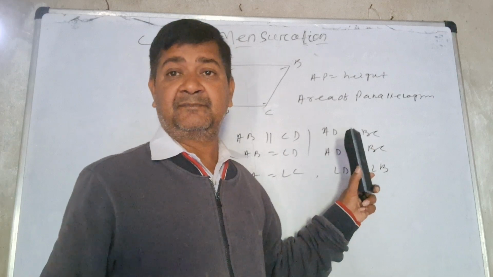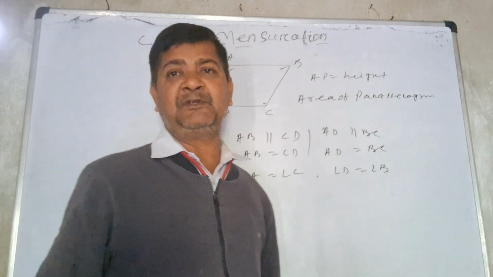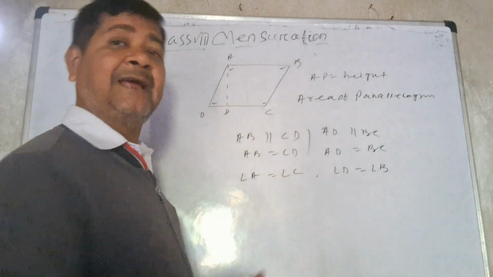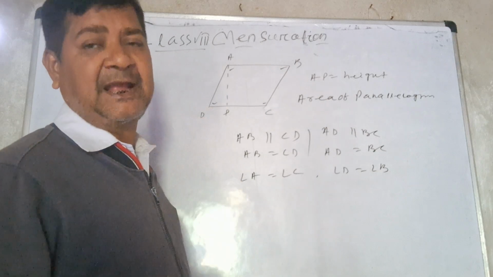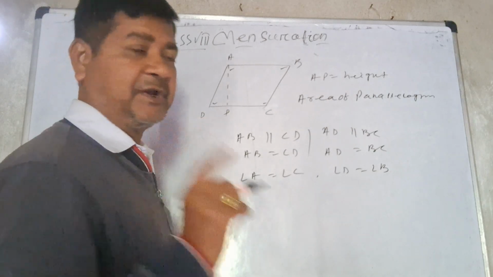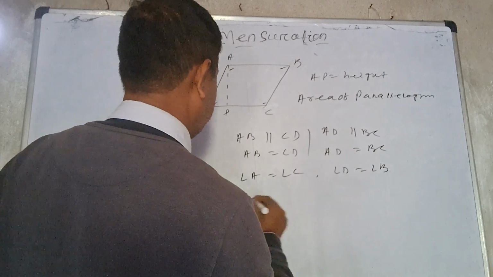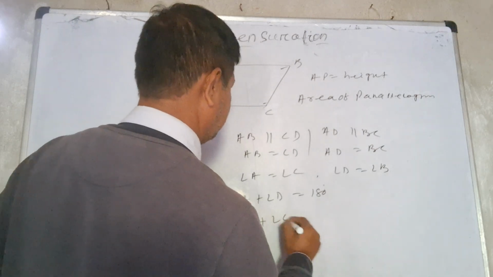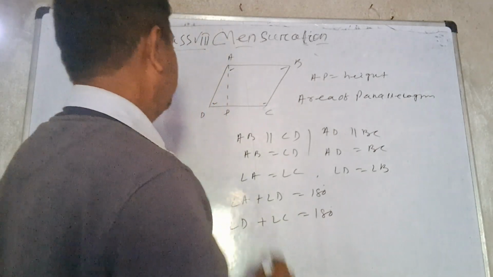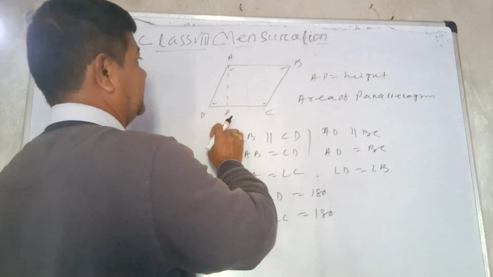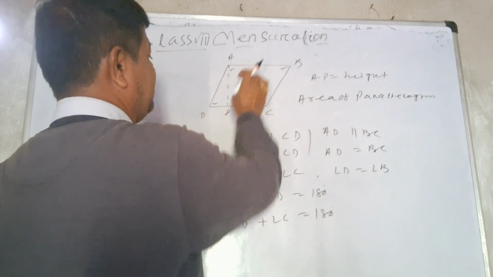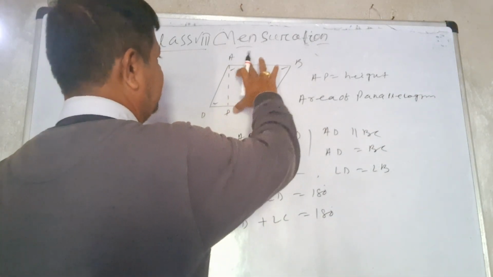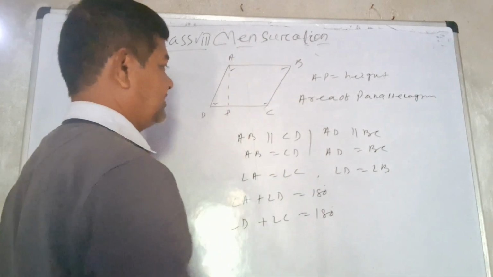Another interesting thing about your parallelogram: each angle is not equal, but the sum of adjacent angles, or co-interior angles, is 180. Angle A plus angle D will be 180. Similarly, angle D plus angle C will be 180. A and D are co-interior when AB parallel DC, with AD as the transversal.